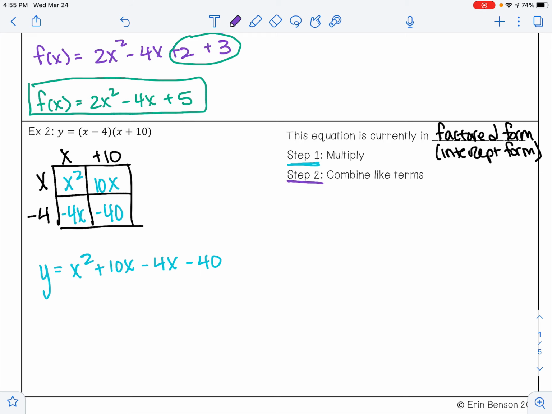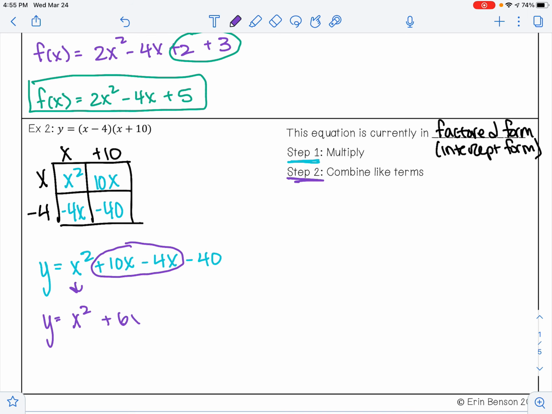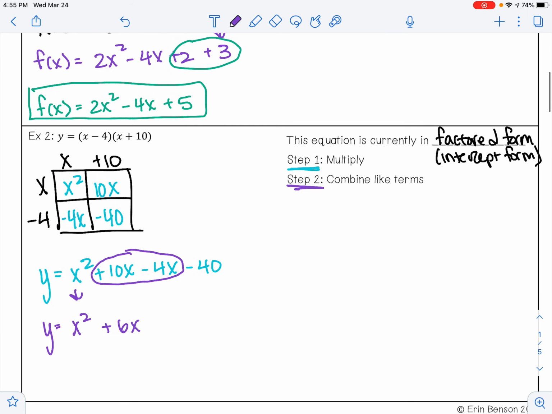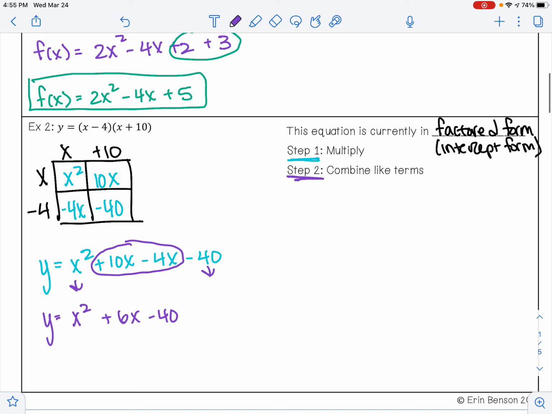My next step is to combine like terms. Well, x squared doesn't have a like term, so I'm going to bring that one down. 10x minus 4x is 6x. And then negative 40 doesn't have a like term, so I'm going to bring that one down. So my equation is y equals x squared plus 6x minus 40. This equation is now in standard form.